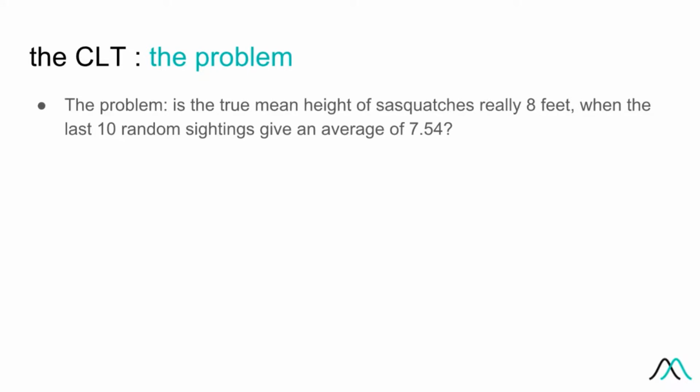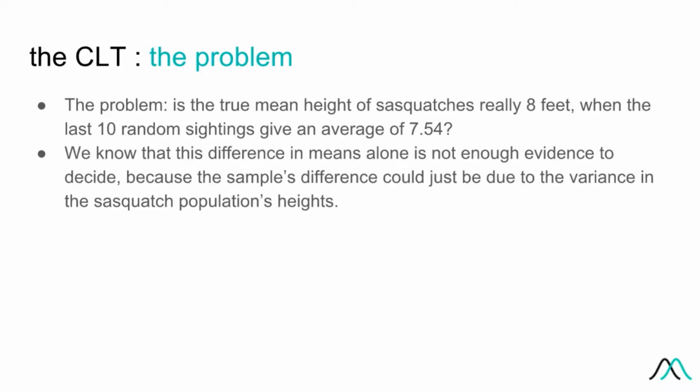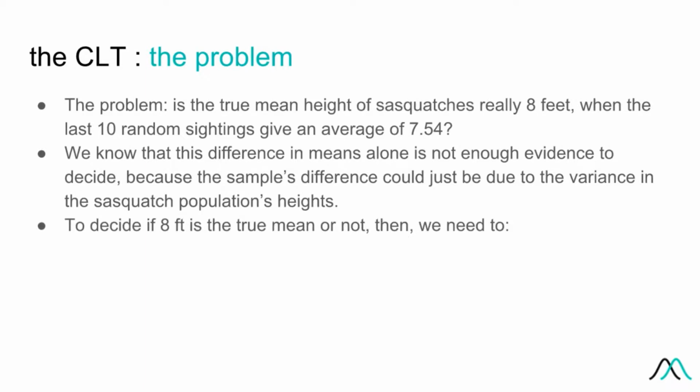So the problem is: is the true mean height of Sasquatches really 8 feet as claimed, when the last 10 random sightings give an average of 7.54 feet? We've learned so far that this difference in means alone is not enough evidence to decide, because the difference between the sample and the assumed mean could just be due to the variance inherent in the Sasquatch population's heights. So, because of sampling error, the logic of an answer to this problem becomes a little more complex.